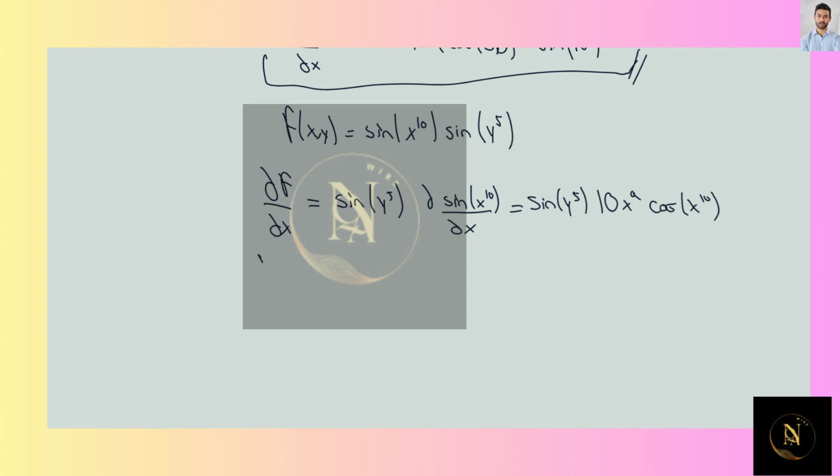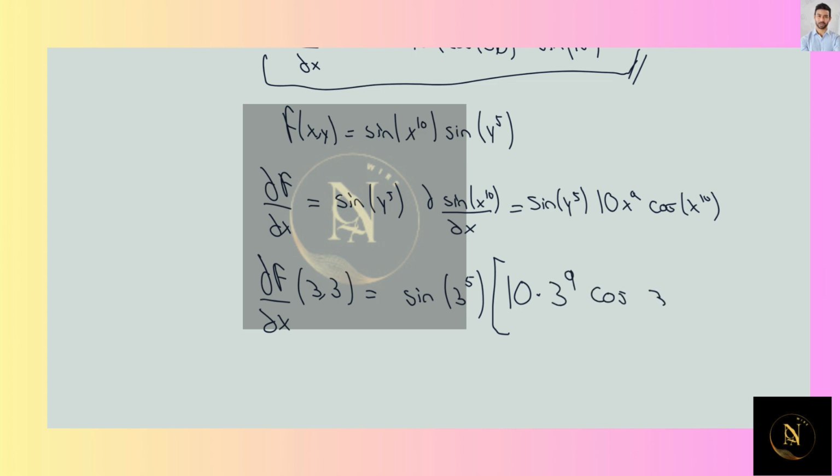In this case, if this is the actual expression that is provided to you, the derivative of f with respect to x at the 3, 3 point would be equal to sine of 3 to the 5 times 10 times 3 to the 9 times the cosine of 3 to the 10. And then getting these values under calculations.